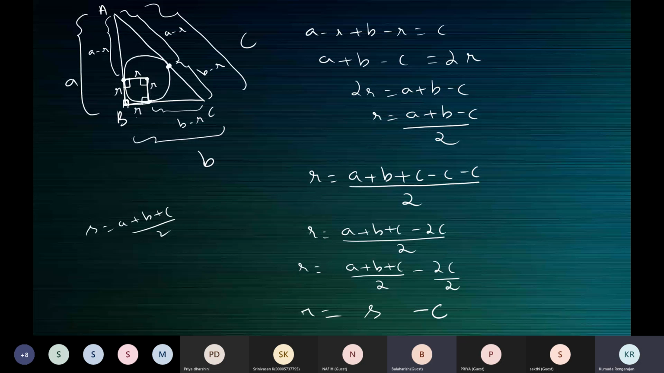Or it is also given by semi-perimeter minus hypotenuse. We have seen the term semi-perimeter last year in the chapter on Heron's formula, to find the area of a triangle: root of s into s minus a into s minus b into s minus c square units. Here s is the semi-perimeter, a plus b plus c by 2.